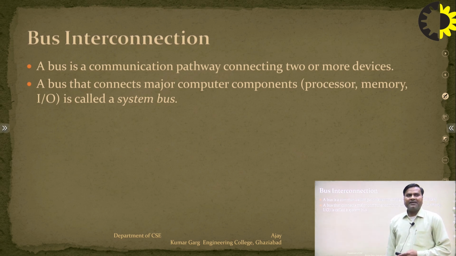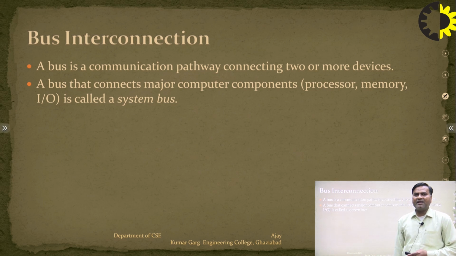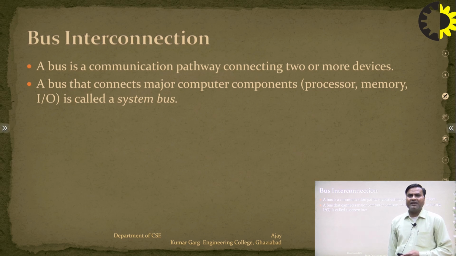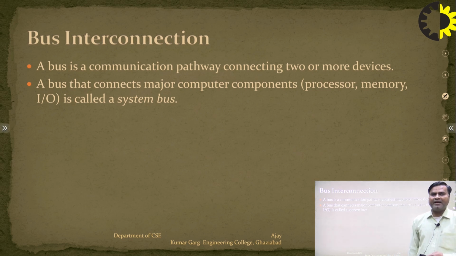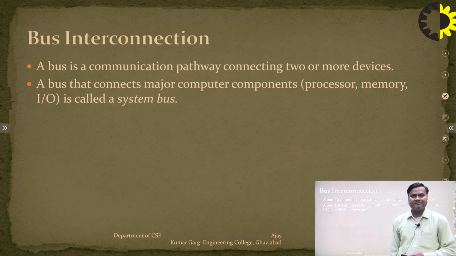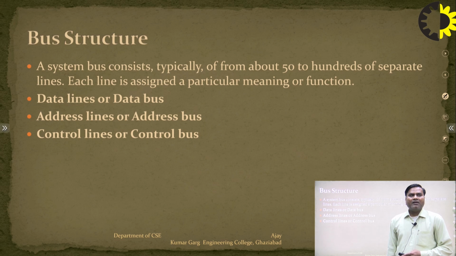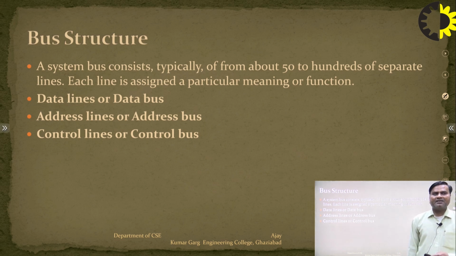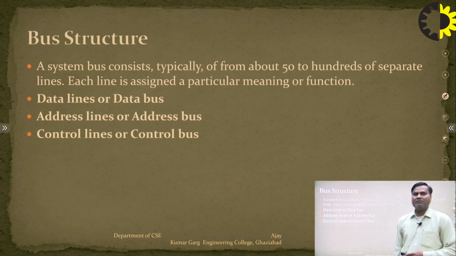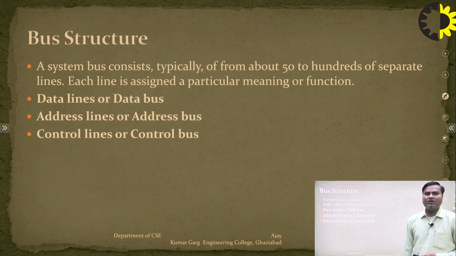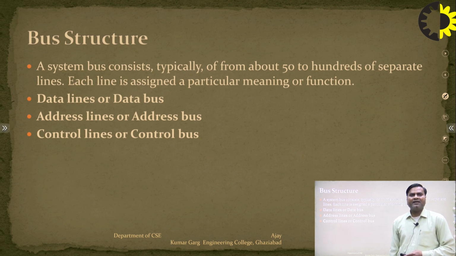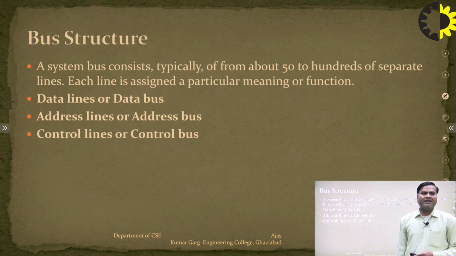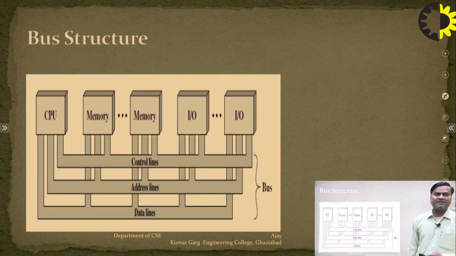Next is bus interconnection. A bus is a communication pathway connecting two or more devices. A bus that connects the major computer components, that is processor, memory, and I/O, is called the system bus. If you talk about the bus structure, a system bus consists of about 50 to 100 separate lines, and each line is assigned a particular meaning or function. There are three buses: data lines or data bus, address lines or address bus, and control lines or control bus.